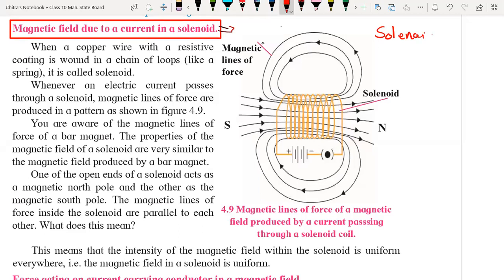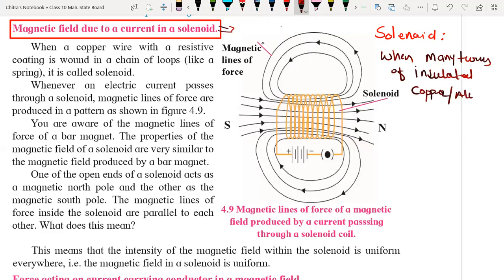So I'm writing here the definition of solenoid. Any idea about solenoid? When many turns of insulated copper wire, sometimes aluminum also, copper or aluminum wire wound in the form of a coil is called a solenoid.